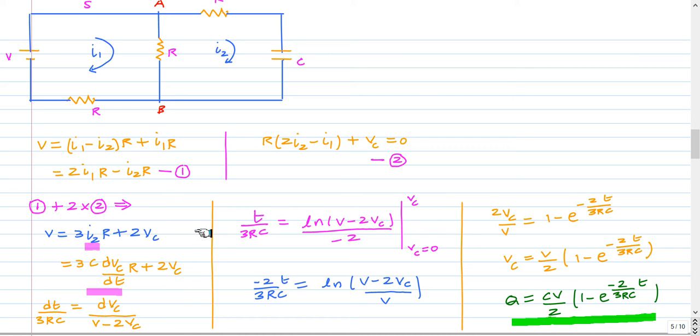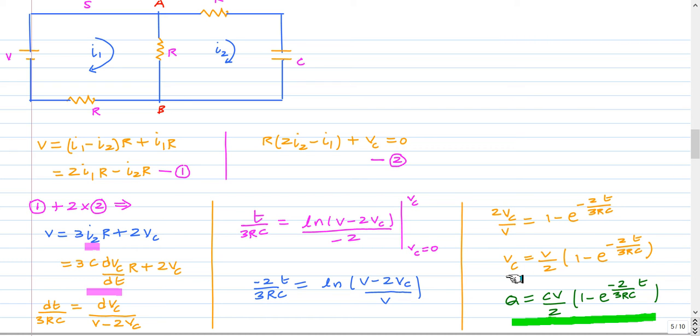So the left hand side will give t by 3RC. The right hand side is ln of V minus 2 Vc divided by the derivative of this one, that is minus 2. So putting the limits we get this one. So now we can get e raised to the power this equal to this quantity. So from this we can simplify as 2Vc by V equal to 1 minus e raised to the power 2 by 3 RC into t.